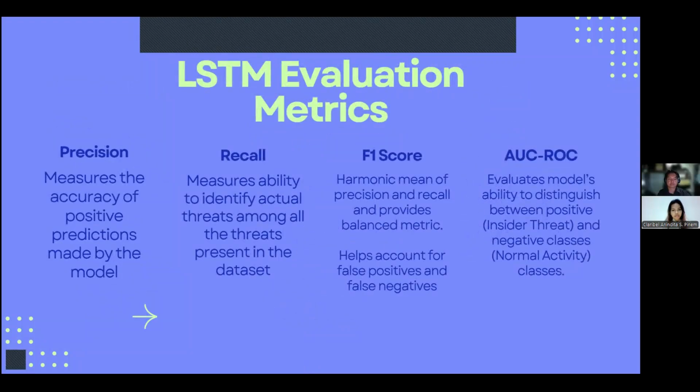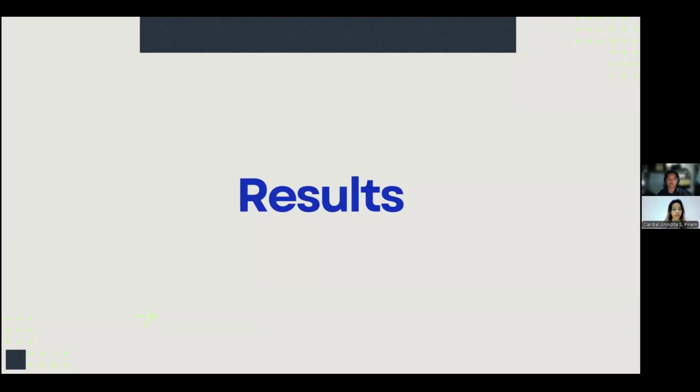And for the evaluation metrics, there are four metrics that we use. The first one is precision, to help us measure the accuracy of positive predictions. The second one is recall, which we use to measure the ability to identify the threats. And then the F1 score, which provides a balanced metric. And then the AUC-ROC score, to evaluate the ability to distinguish between insider and normal class activity. And then now for the results.